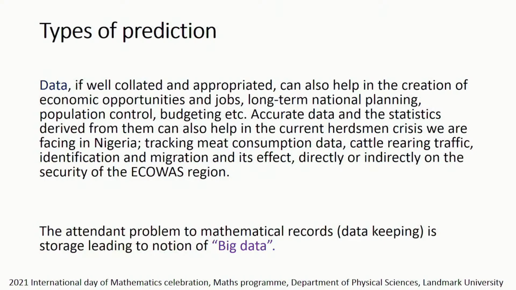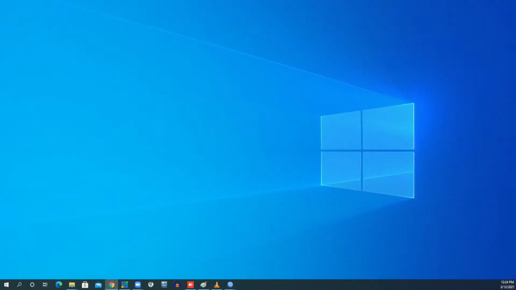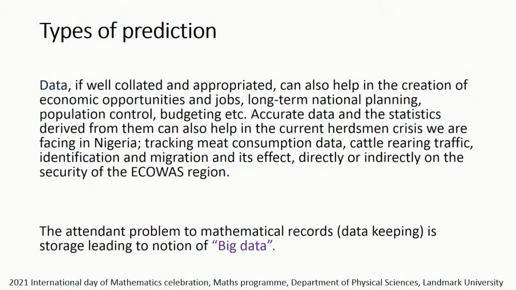We have the issue of big data coming into play. So, an attendant problem to mathematical records, because we are keeping data, is storage, leading to the notion of big data. That's the order of research today. If you want to do your PhD, that's an area that is selling like hot cake. It's big data. How do we store? How do we mathematically optimize, maximize, such that we can keep our data safe from destruction?